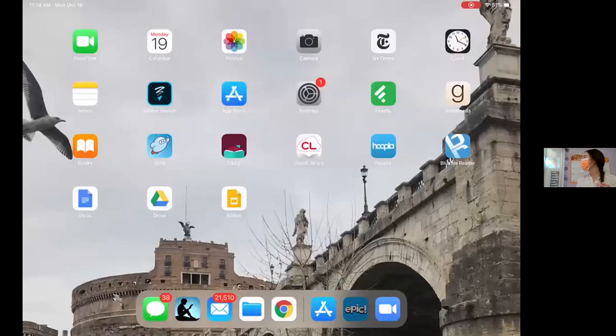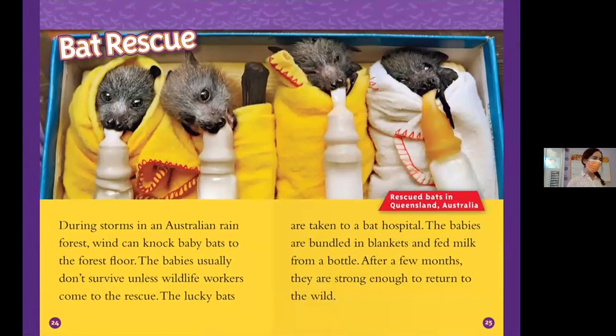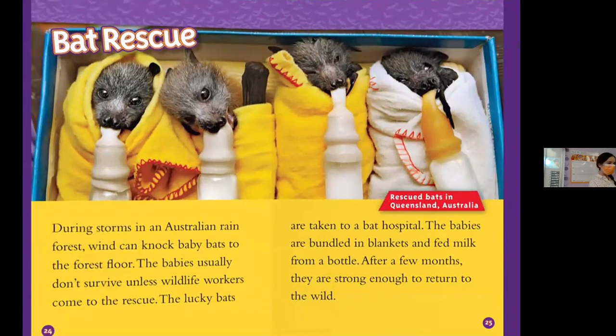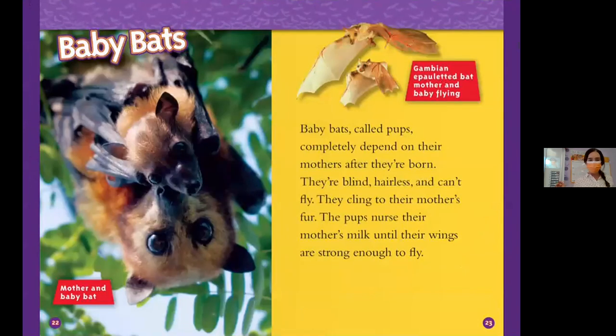Now, friends, I am hopping over to a nonfiction book to share a couple bat myths and a little bat rescue story. So, Ms. Vandrandy was just teaching you all about different kinds of bats. I thought we could start with baby bats.